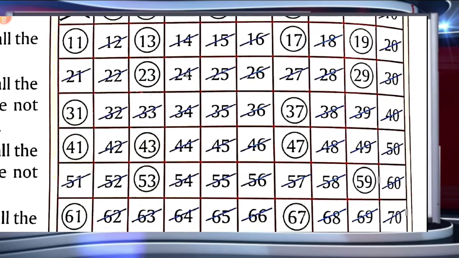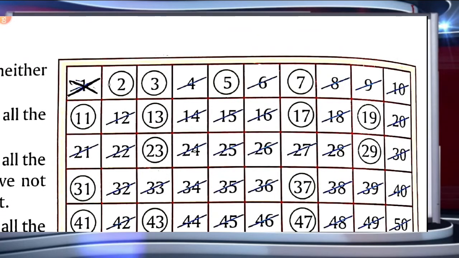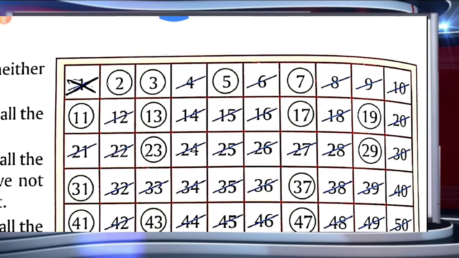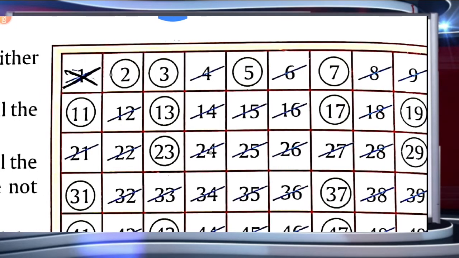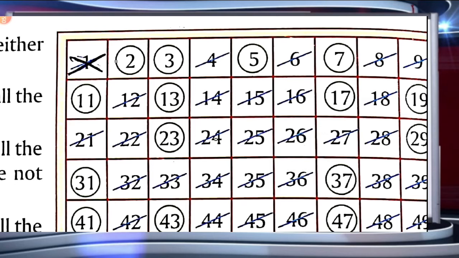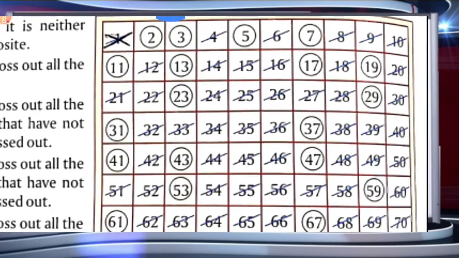Students, for this, I always recommend to learn by heart the first 5 prime numbers. The first 5 prime numbers are 2, 3, 5, 7 and 11. Just learn these first 5 prime numbers by heart and keep on crossing out the multiples of these prime numbers. You will get the whole chart of prime and composite numbers. Okay students.